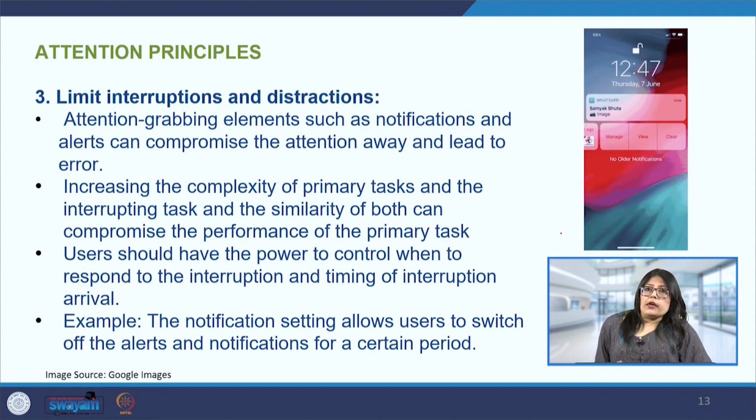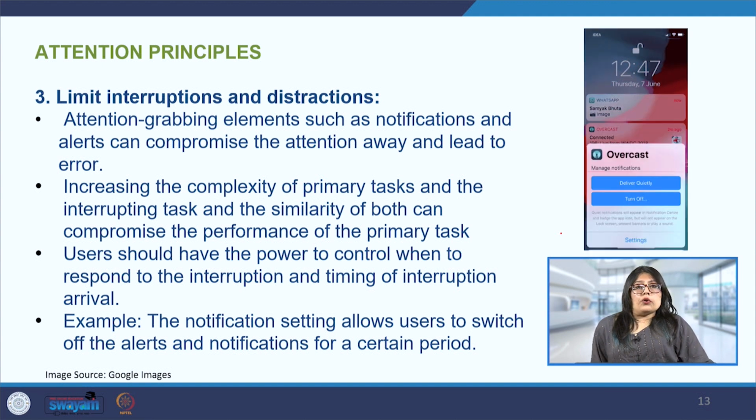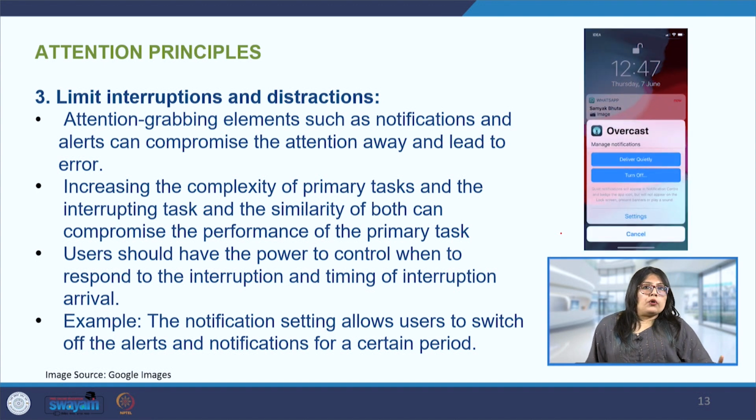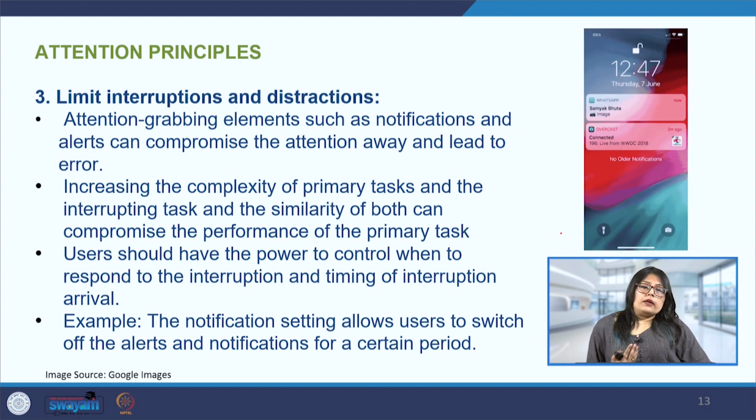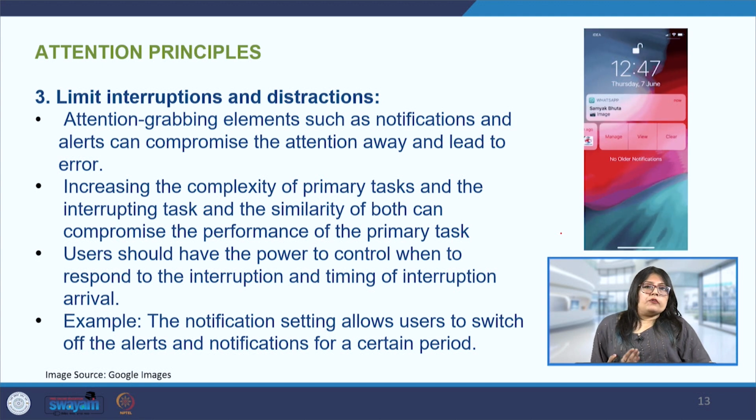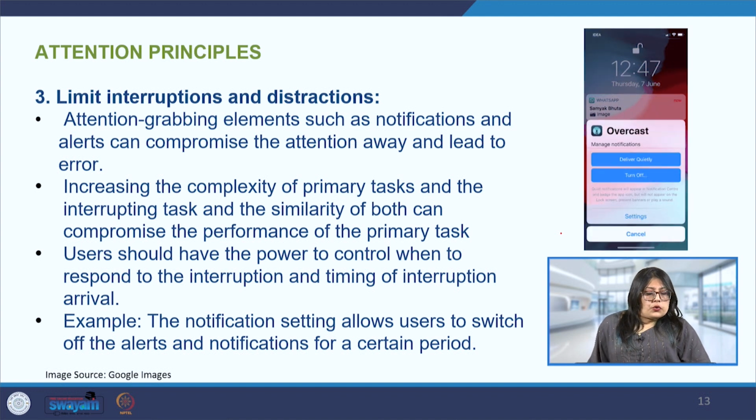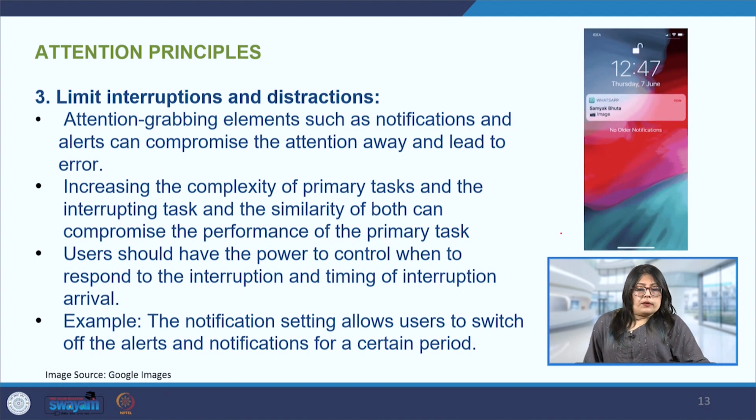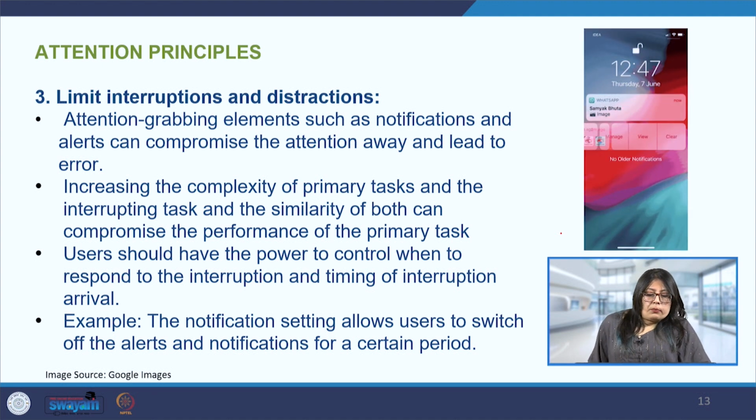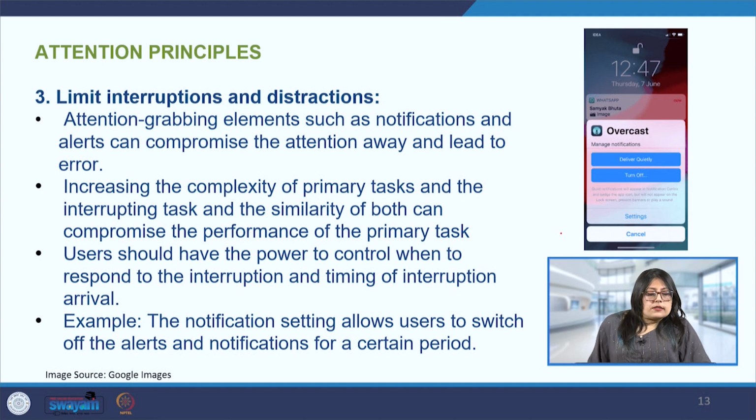This can be very helpful because we may be waiting for some important information, like for example the OTPs we get on our phone to make payments, or some important email that we are waiting for. But at the same time, when these notifications are too many, and most of them are ones we are not really interested in, they can also lead us to make some kind of error. So increasing the complexity of the primary task and the interrupting task, and the similarity of both, can compromise the performance of the primary task.